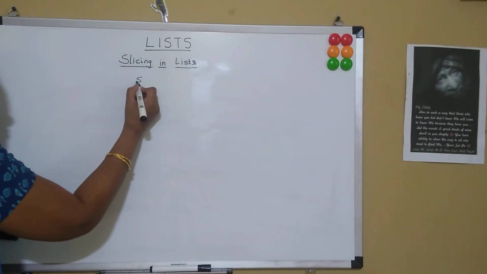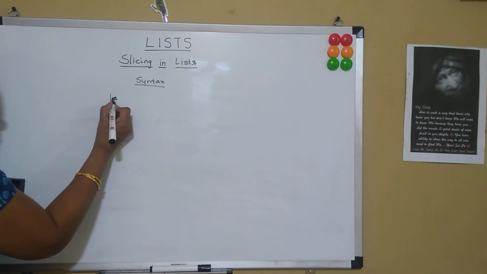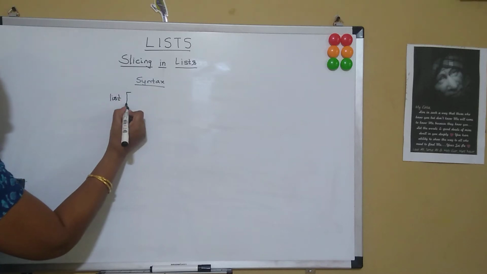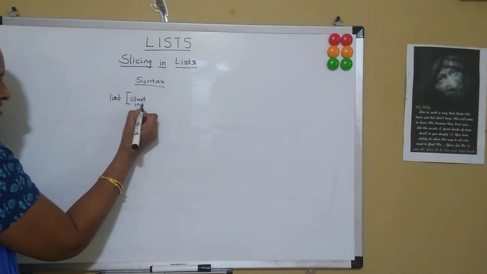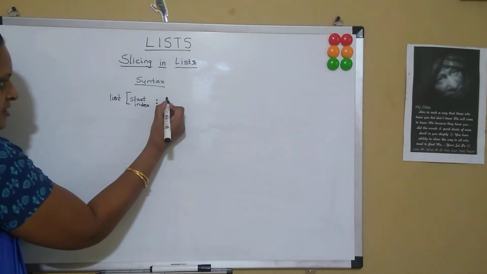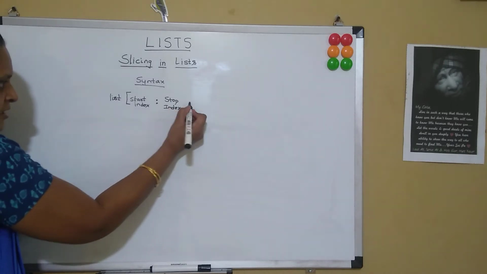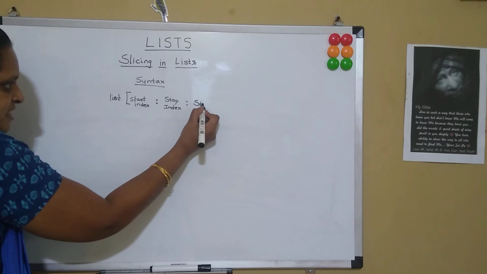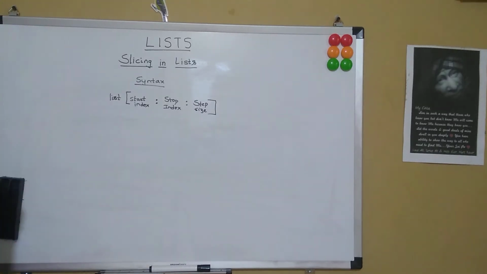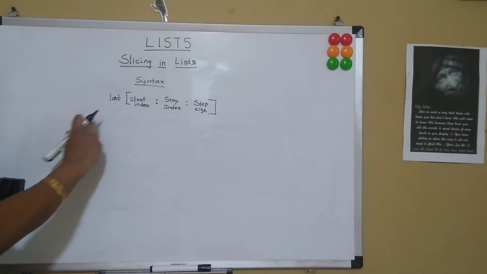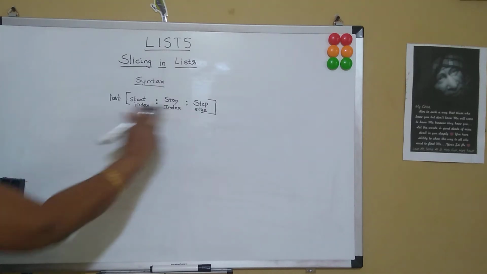And what is the syntax for slicing? It is the list name, square brackets, start index, colon, stop index, colon, step size. So slicing syntax is the list name, then we have to specify the start index, the stop index and the step size.